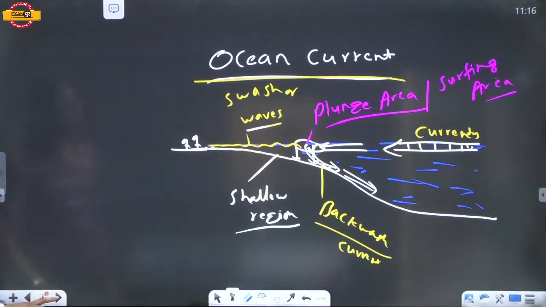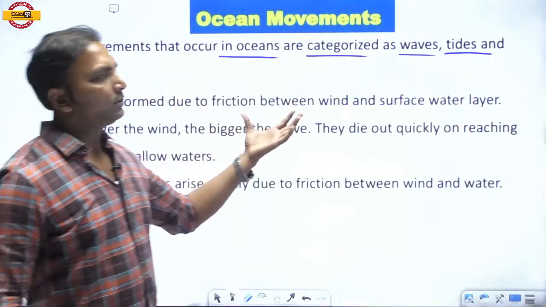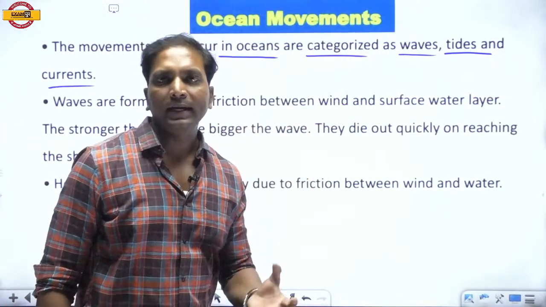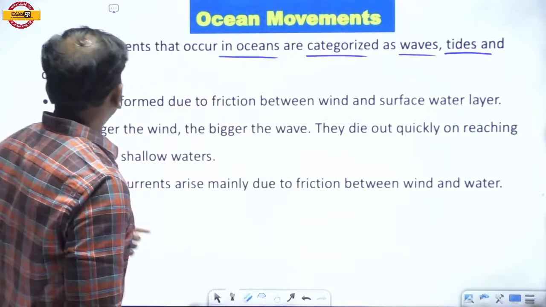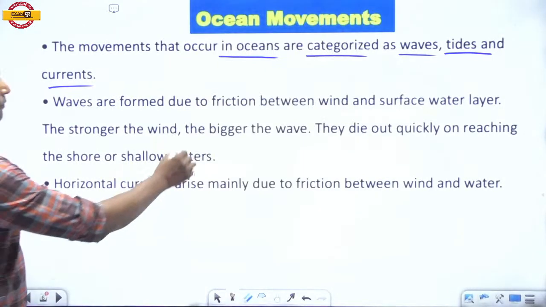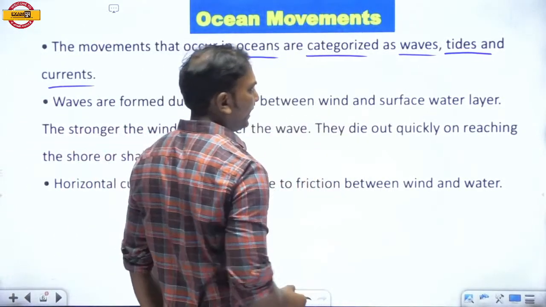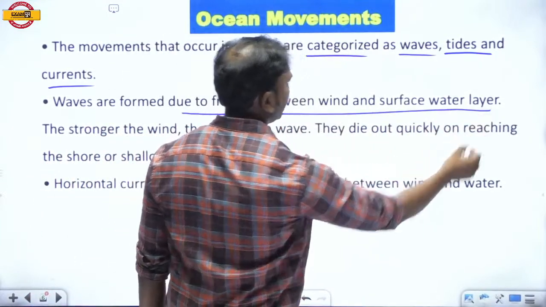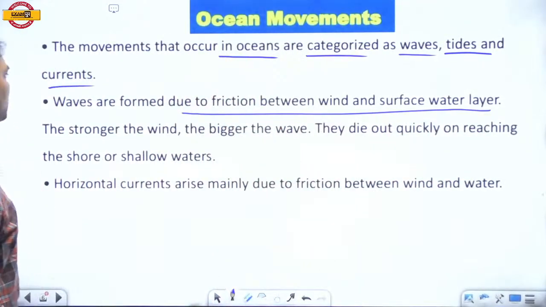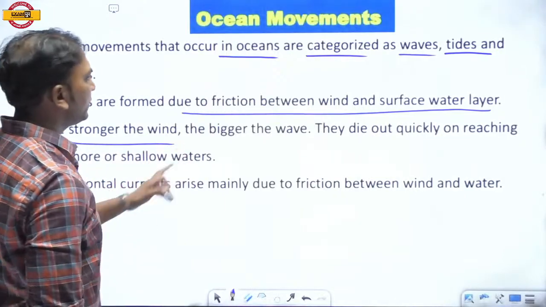So that is all about the waves, and we will discuss tides later on. What is tides, how the tide and ebb occurs. Okay. Then waves are formed due to the friction between wind and surface water layer. Here you can see wind and surface water layer. The stronger the wind, the bigger the wave.